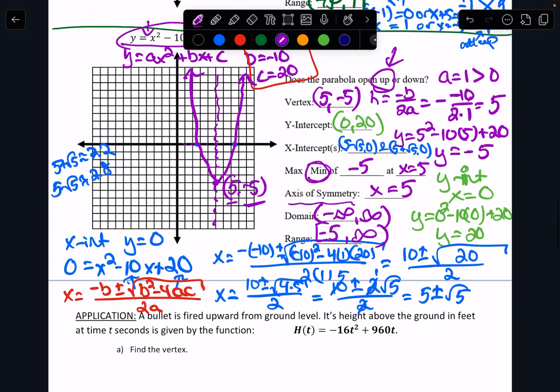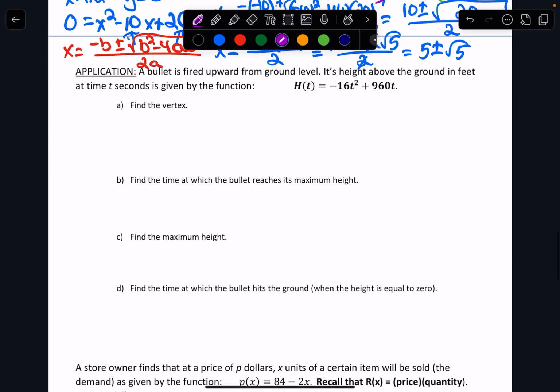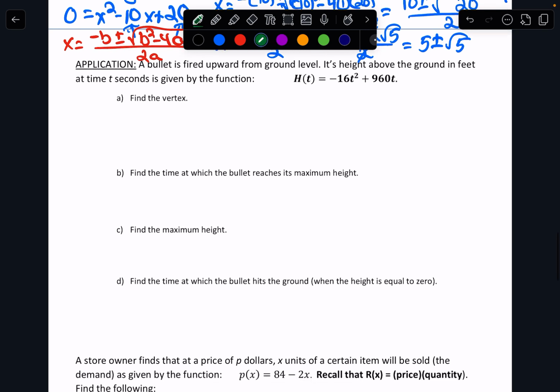Now we're going to look at a few applications which use quadratic functions. A bullet is fired upward from ground level. Its height above the ground in feet at time t seconds is given by the function h of t equals -16t squared plus 960t. This is in standard form. Our a is -16, our b is 960. Remember ax squared plus bx plus c.